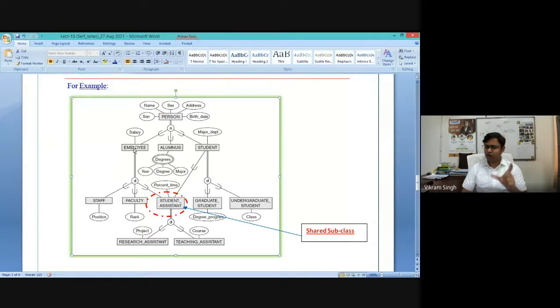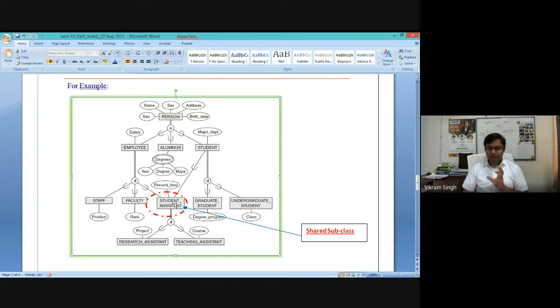Now, if we go down further into the employee sub-entity, you can see we have further decomposed employee into staff, faculty, and student assistants. So student assistants are basically a category of employee who are getting some salary for assisting a teacher, assisting a faculty to perform some evaluation, for conducting exams, primarily to help a faculty conduct the academic activities.